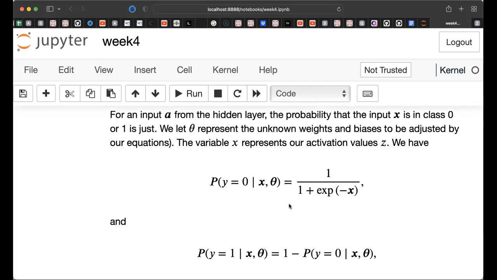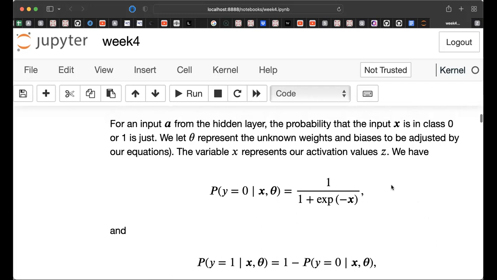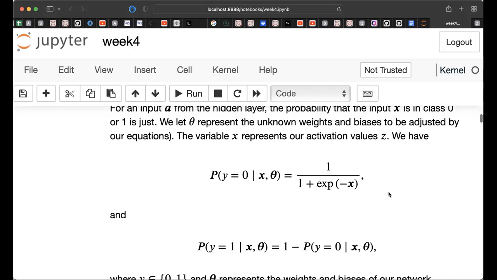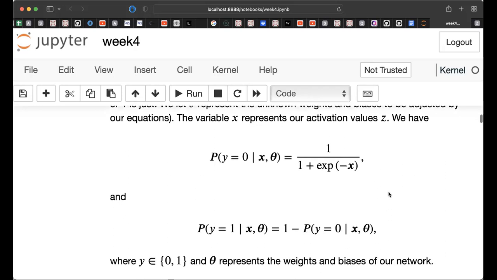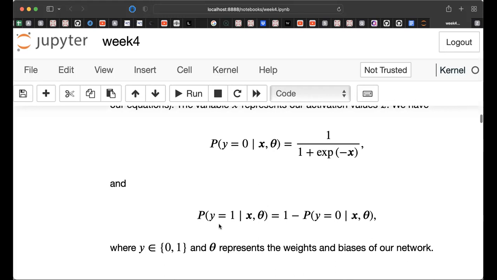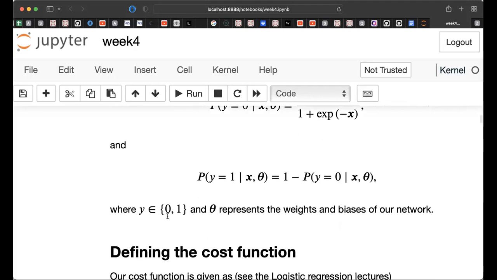So let's just move down. If we now look at the typical sigmoid function, just two classes, we would have a probability which represents the output from that function, given by the standard sigmoid function, which we have met many times. And then we would have the output 1. So it's a binary problem. If we take 0, then 1 is obviously 1 minus the probability of getting 0. And y takes simply values 0 and 1, and theta represents the weights and the biases of a network.